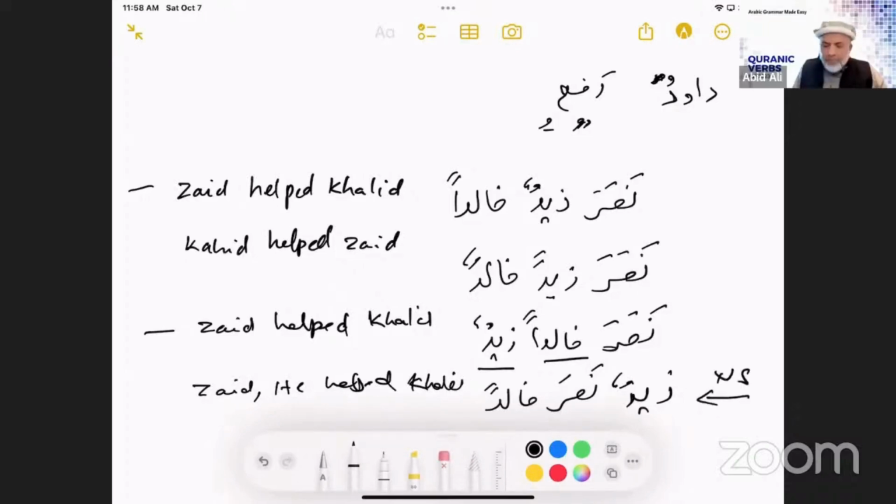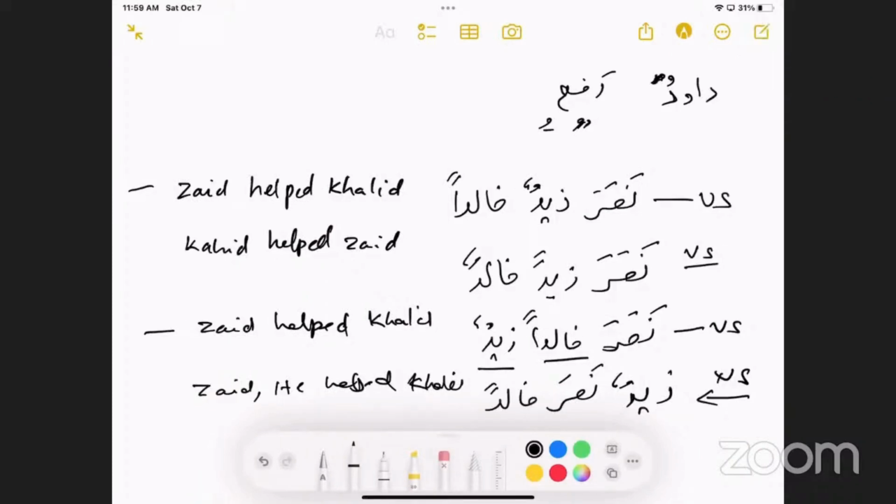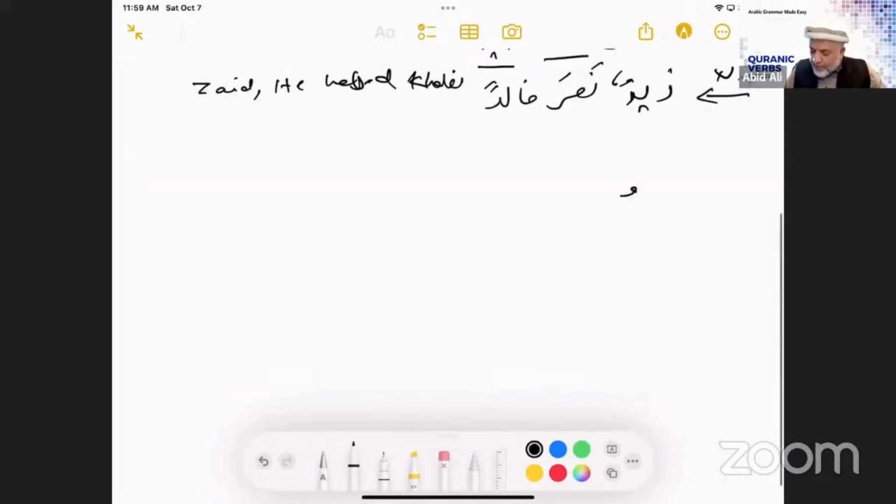Nominal sentence. And this is a verbal sentence. This is a verbal sentence. This is a verbal sentence. Yeah? Okay. Yes. So now, if we take this example from the Quran.